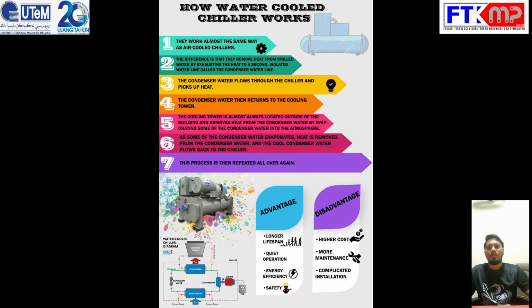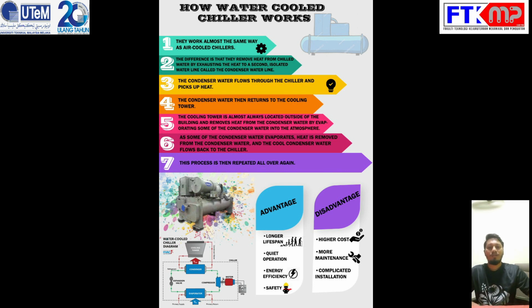The condenser water flows through the chiller and picks up heat. The condenser water then returns to the cooling tower. The cooling tower is almost always located outside of the building and removes heat from the condenser by evaporating some of the condenser water into the atmosphere. As some of the condenser water evaporates, it is removed from the condenser water and the cool condenser water flows back to the chiller. This process is then repeated all over again.